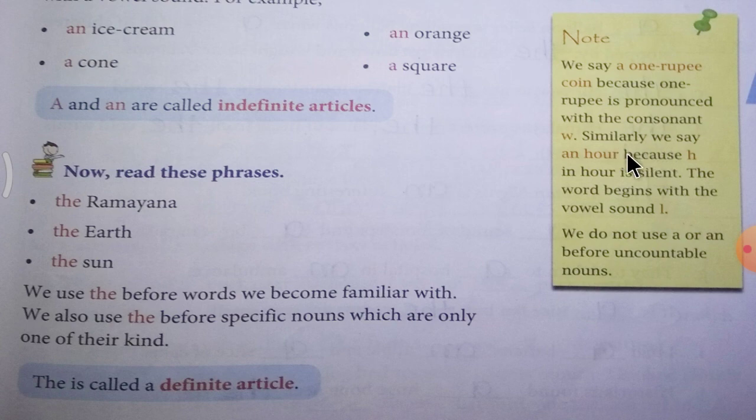Similarly, we say an hour. Why? H is a consonant letter, so we should put a, but we use an hour because the h in hour is silent. The word begins with the vowel sound o. We do not use a or an before uncountable nouns.